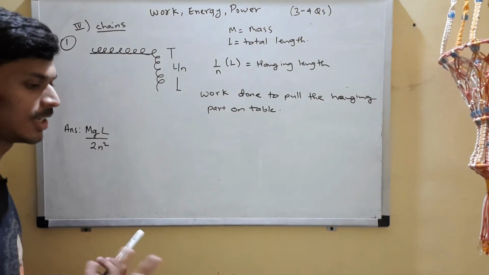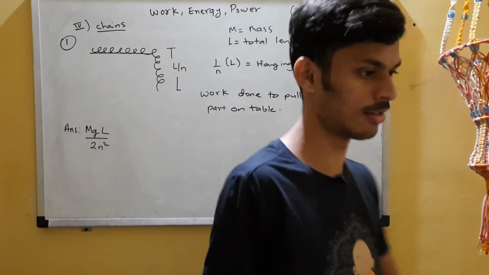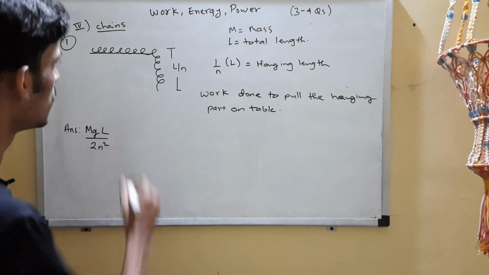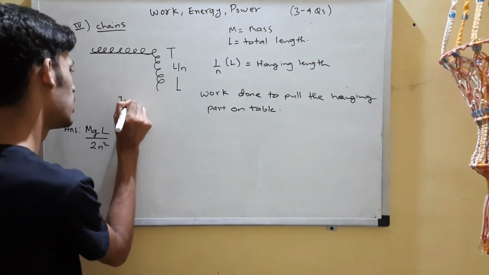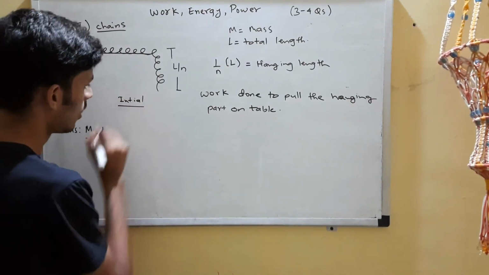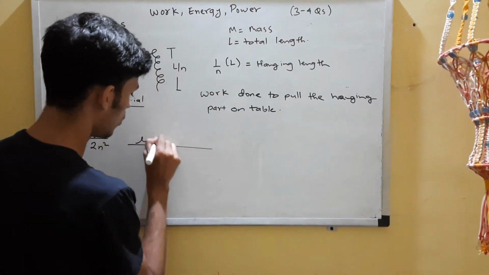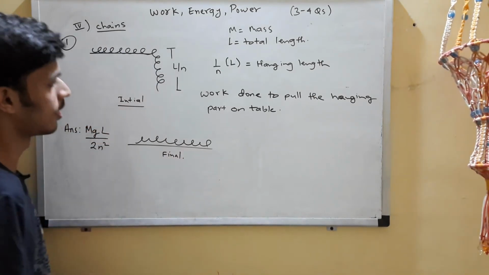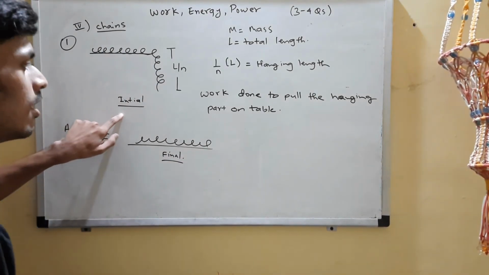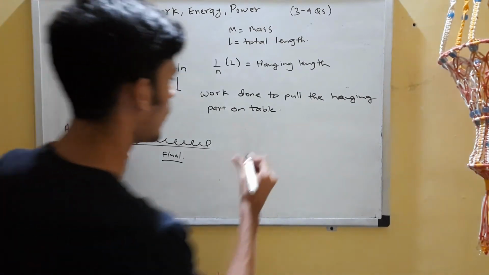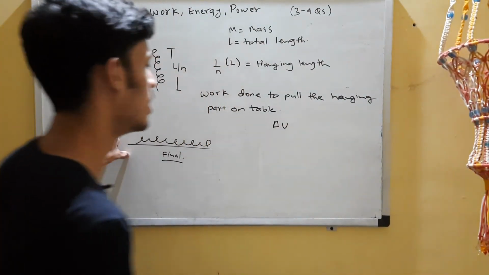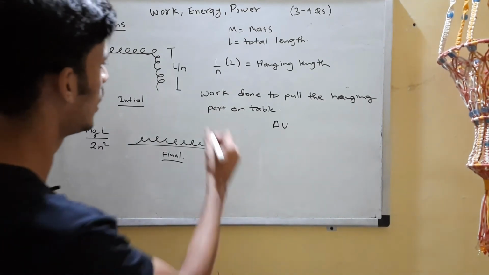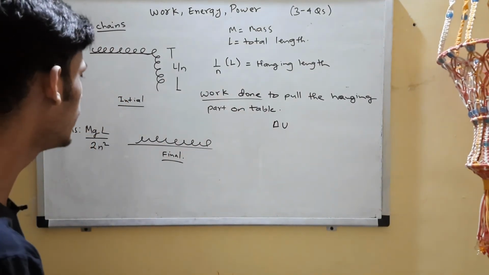Okay, so basically you are supposed to use that work done is equal to the change in the potential energy. So if you see, this is the initial configuration, right? Finally you want that the entire chain should be on the table, right? So this is the final configuration. This is the initial one, this is the final one. What will you do? You'll just find the change in the potential energy in these two configurations, okay? So that is the basic idea over here, and that will be nothing but the work done, right?